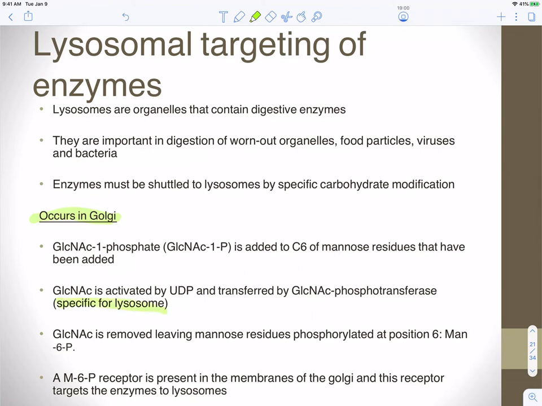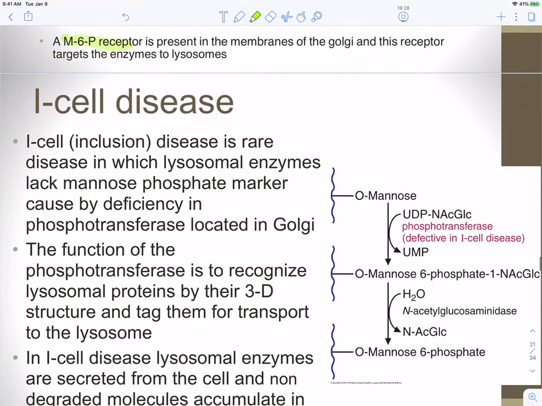So N-acetylglucosamine is removed, leaving the mannose residues phosphorylated at position 6, so it's called the mannose 6-phosphate at this point. And then a mannose 6-phosphate receptor is on the membranes of Golgi, and this receptor targets the enzymes to the lysosomes. So it's a mannose 6-phosphate receptor binding to the phosphorylated mannose residues at position 6, and that is going to help this enzyme now get to the lysosome.